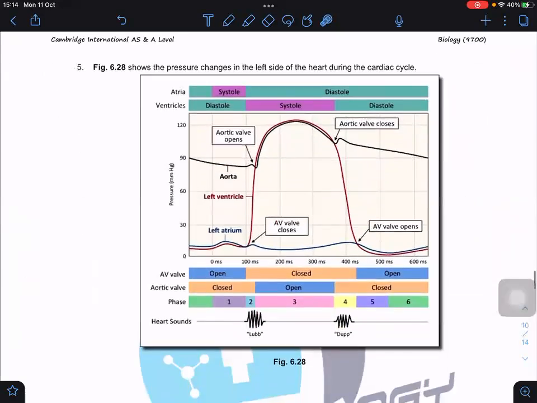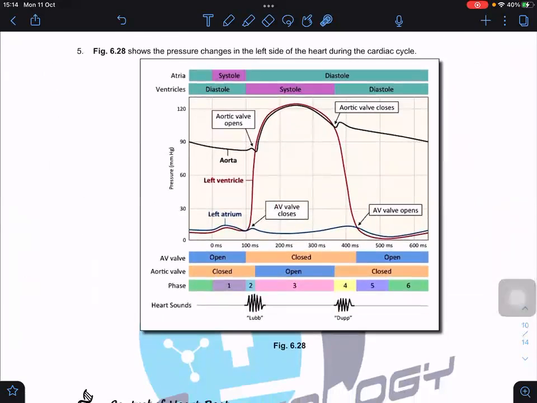So we can plot a graph to show the change in the pressure. This is something fun for us to look at. This one is the left side of the heart. So be careful when answering the question, because for the left side of the heart and the right side of the heart, the valve involved is slightly different.